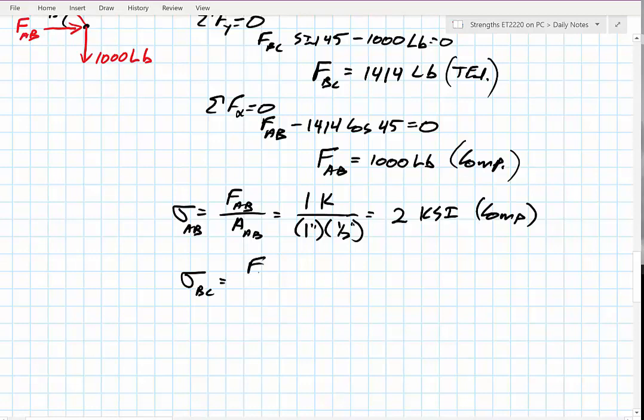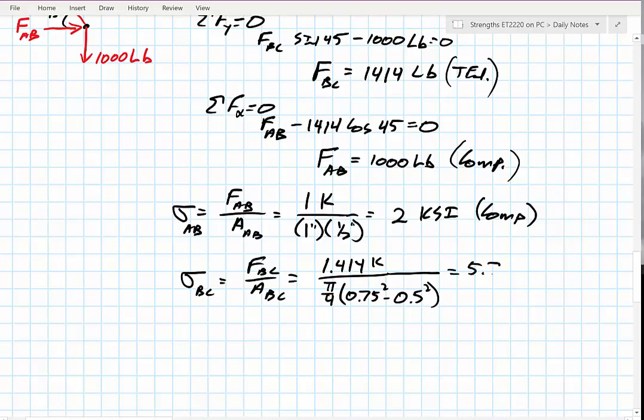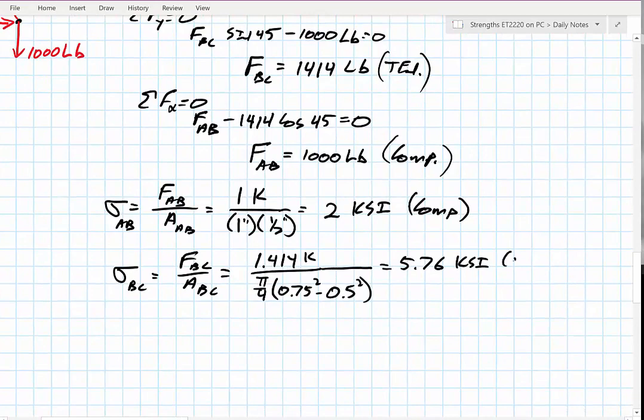For BC, we have the same idea. So I have 1.414 kips over cross-sectional area, pi over 4, the outside diameter is 0.75 and the inside is 0.5. So just finding the area under the stress, and I end up with 5.76 KSI, and of course this one is in tension.